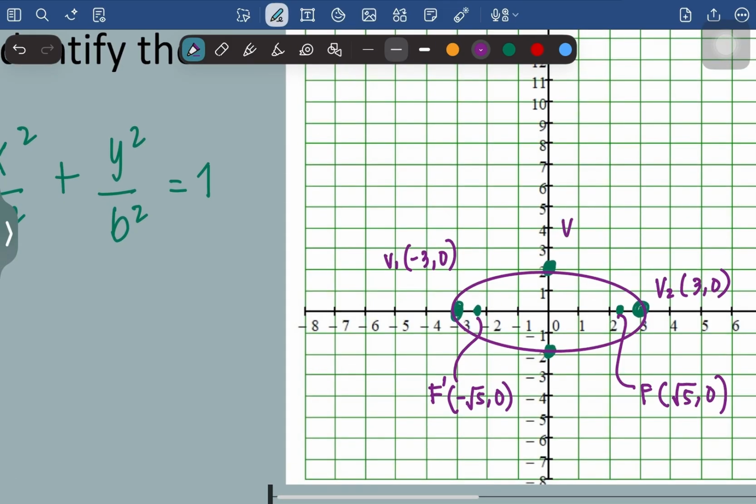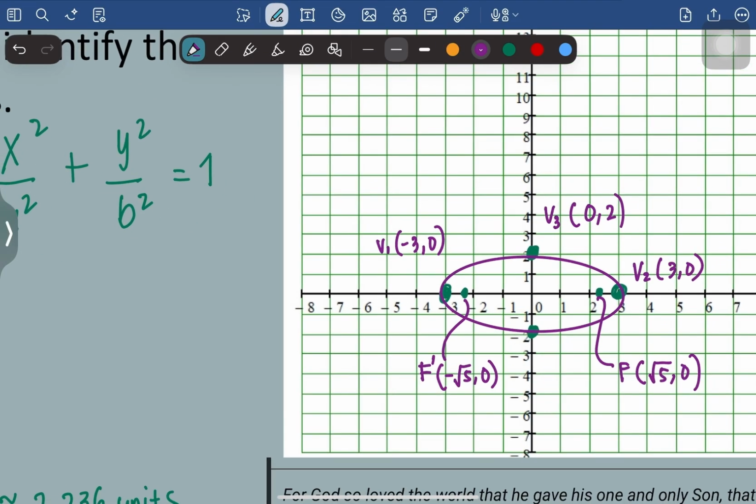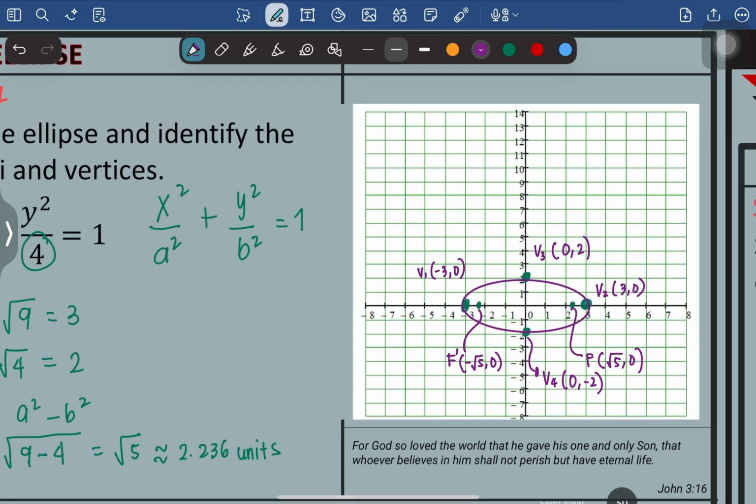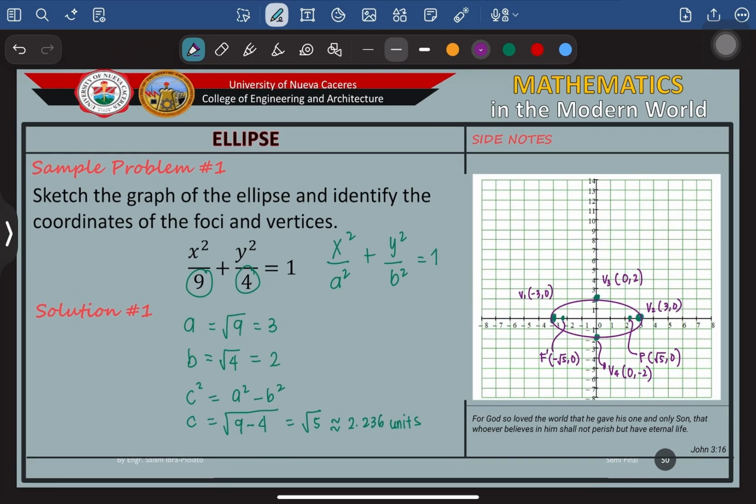Then for the minor axis, V sub 3 is at 0, positive 2, since it is along the y-axis. Then V sub 4 is at 0, negative 2. So that's how you plot an ellipse.